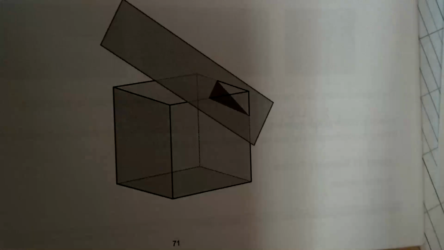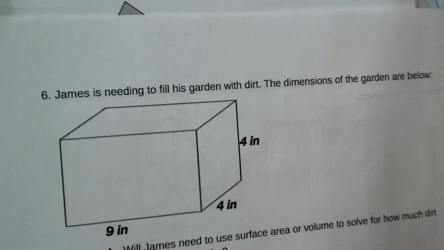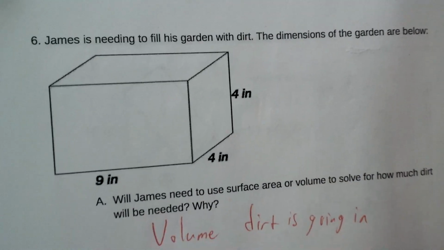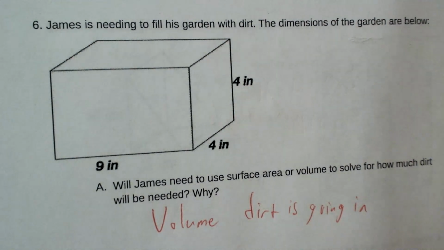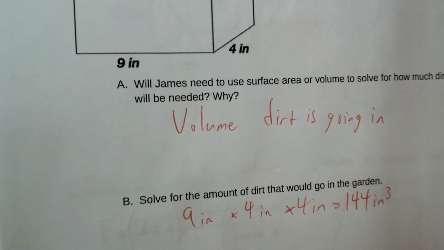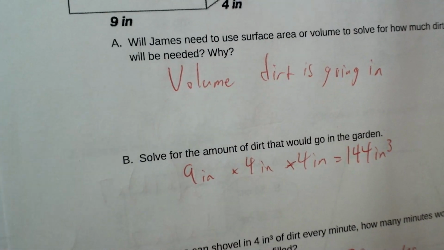And then the last page here, James is needing to fill his garden with dirt. The dimensions of the garden are below, so there's the dimensions. And if you're figuring out if you need surface area or volume, you need volume, because surface area is on something, but volume is in something, and he's filling in the dirt. So to figure out the volume of that, you just take length times width times height. So 9 times 4 times 4, that's 144 inches cubed.